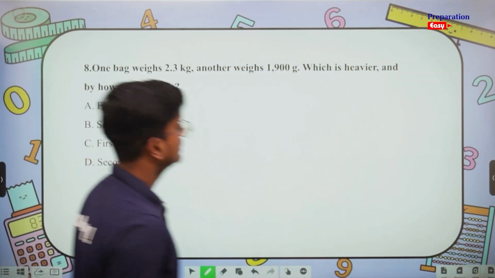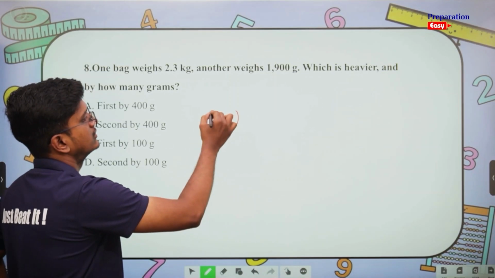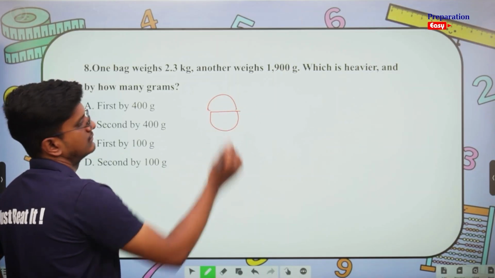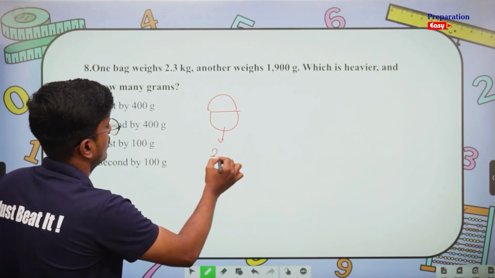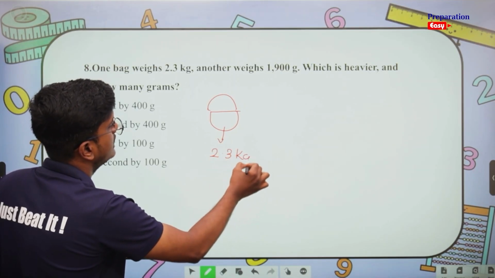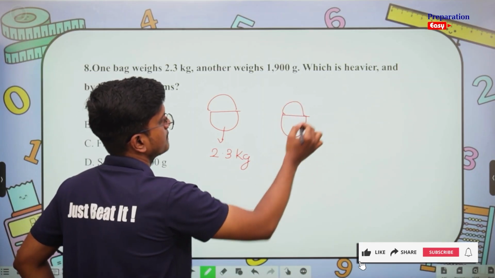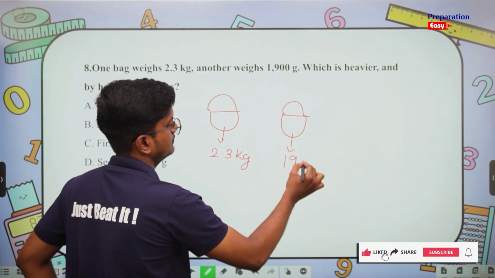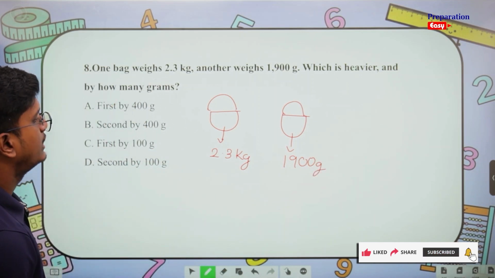Okay, let's move further. One bag weighs 2.3 kilograms. Another weighs 1900 grams. Which is heavier and by how many grams? Okay, this is one bag we have. Don't go on my drawing. One bag weighs 2.3 kgs. We have another bag as well, which weighs 1900 grams. Which is heavier and by how many grams?